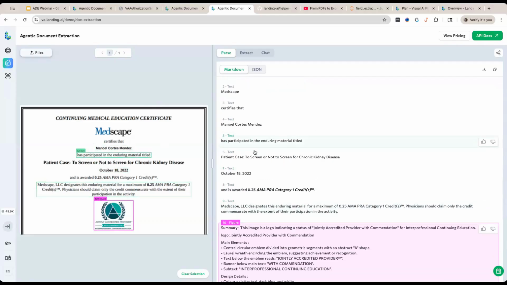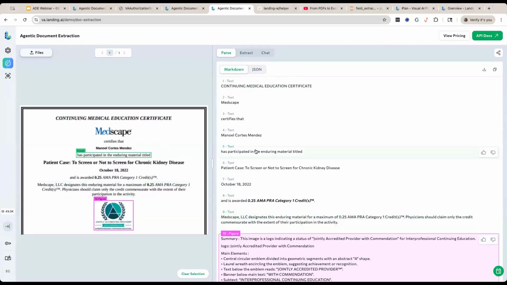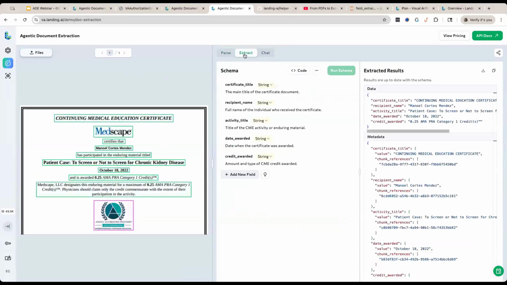So here we see that certificate. This is just showing that as available in the visual playground here. But we've also defined a specific schema that we're working with: the title, the name, the activity, the date, and the credit awarded, which are the really key pieces of information that we want to extract and validate, so that our different colleagues are keeping track of their certifications here.